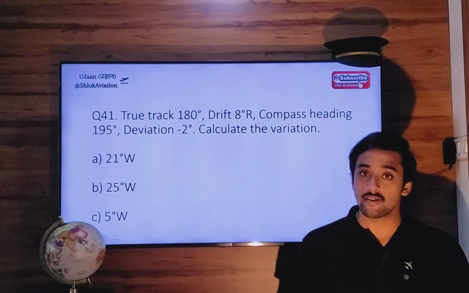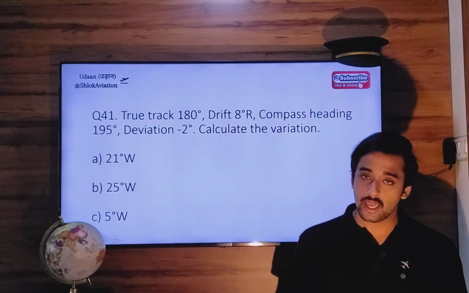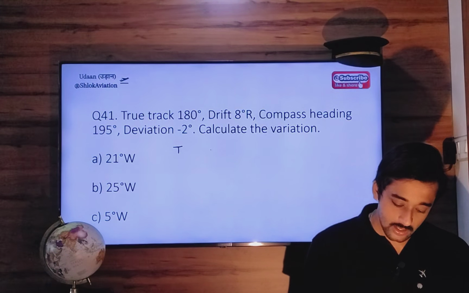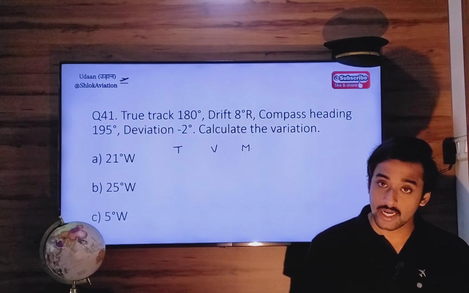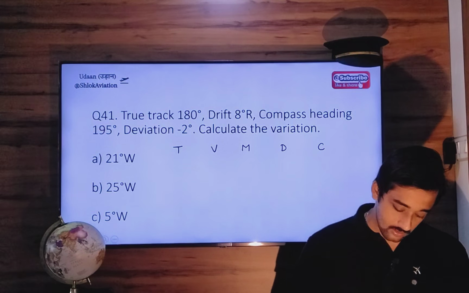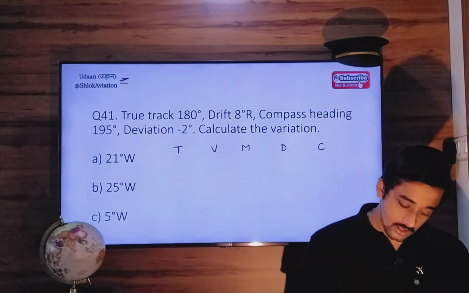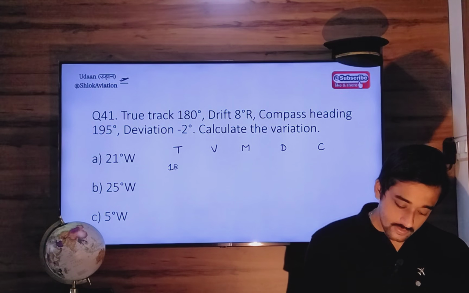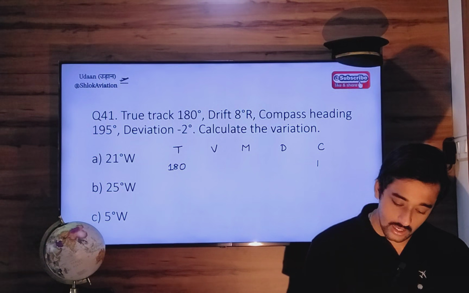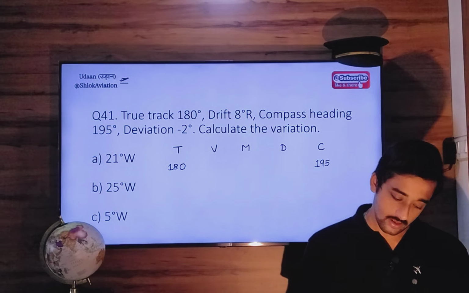Compass heading and deviation are given to you. What is variation? So simple, let's write this: true direction, variation, magnetic direction, deviation and compass direction. Now fill this information. True track 180 degree.